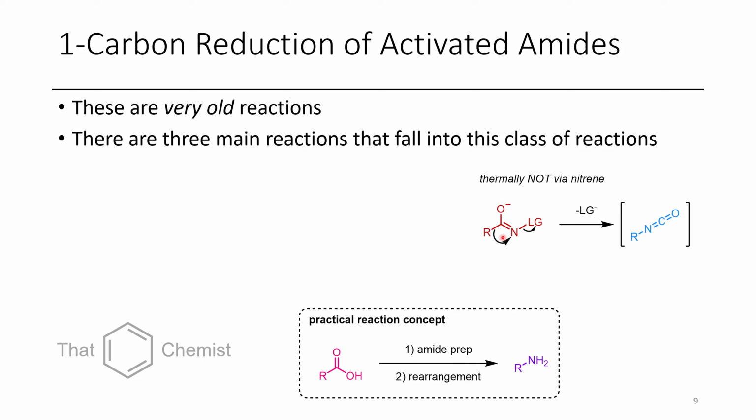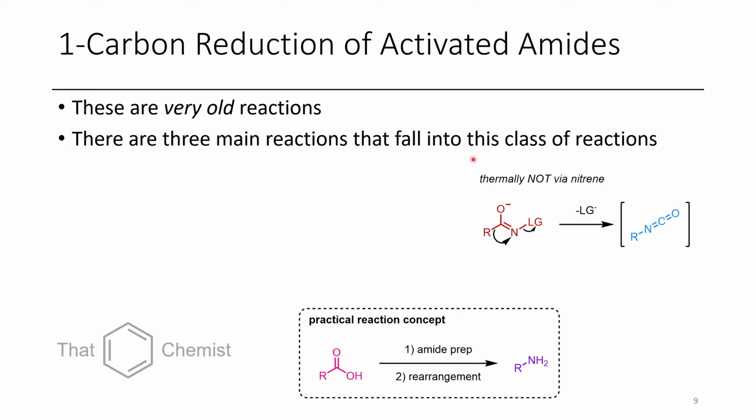Now, if we do these reactions thermally, this doesn't occur via a nitrene, although photochemical conditions can go via nitrenes for acyl azides, for instance. This just forms an isocyanate as an intermediate, which if you do this in water, it'll form an isocyanic acid, which can just decarboxylate to give the amine.